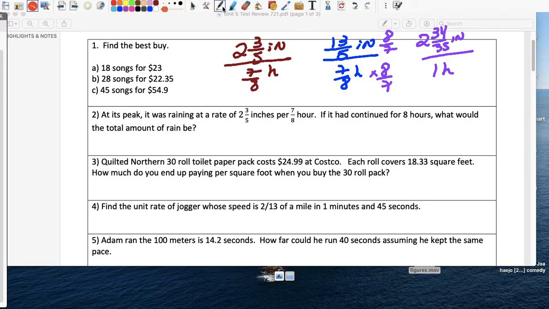Okay, and if I want to know how many inches of rain came in 8 hours, I'm just going to take that, right? And now I multiply that by 8, and I obviously have to multiply the top by 8, and I'm going to split that. And we get 23 inches and 27 out of 35. 23 27/35 inches of rain in 8 hours. Okay. All right, so again, pretty straightforward.